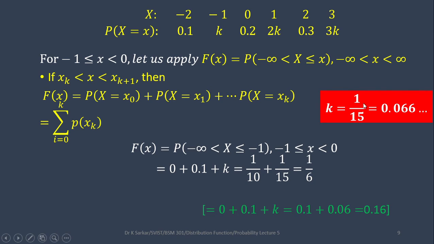Now if you put 1 by 15 directly in fraction form, then you get 1 by 6. But if you put 0.06, you get 0.16. A little rounding error will be there.